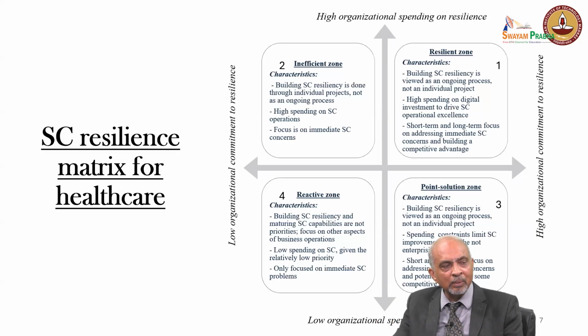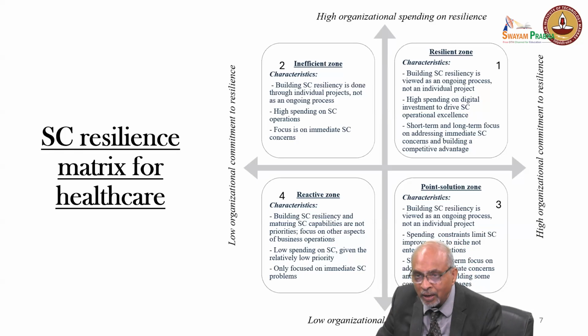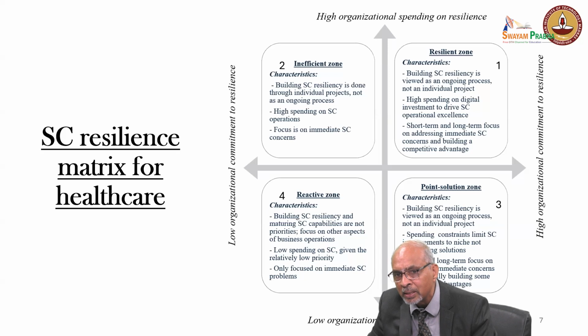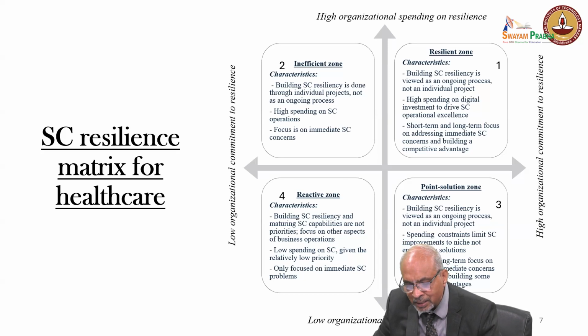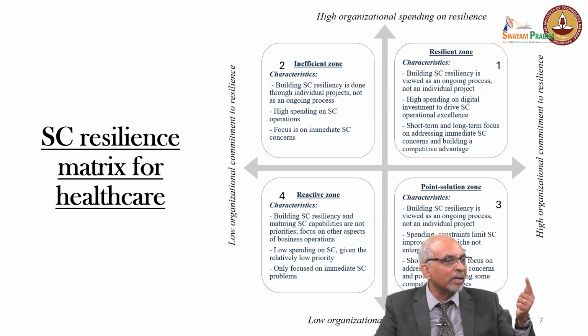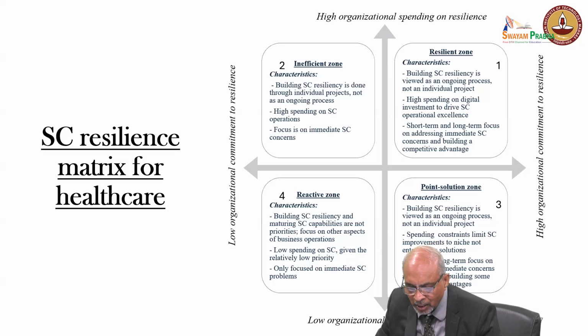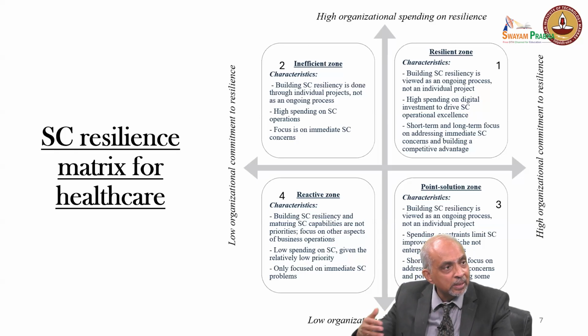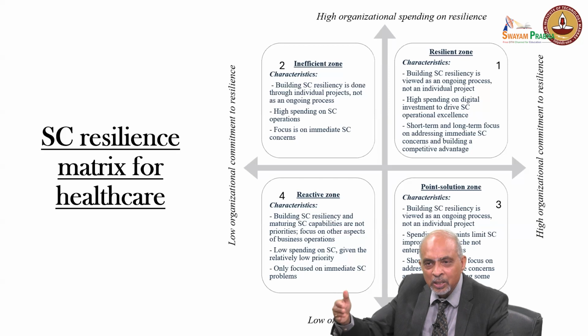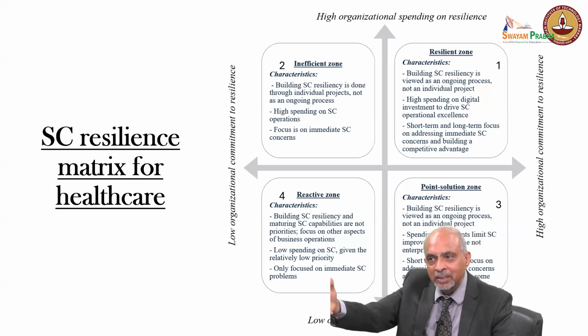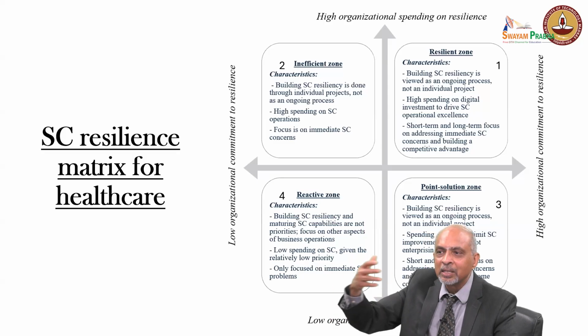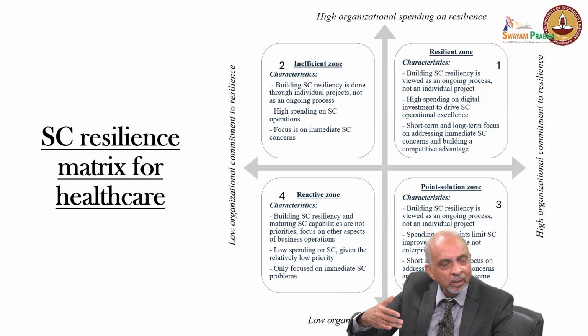So we'll start with each of the quadrants. The most ideal quadrant is quadrant 1, where you have both, which is high organizational commitment as well as high organizational spending on resilience. So what would be the characteristics of that particular quadrant? You would see building supply chain resilience is not a one-time event or a one-time project. It's a long-term kind of commitment, not one individual project. High spending is mostly on the digital investments, because in healthcare supply chain in specific, you are talking about availability of products, which means inventory, which means tracking and tracing the products that are flowing through the system. So digital assets are very critical to manage this kind of information.